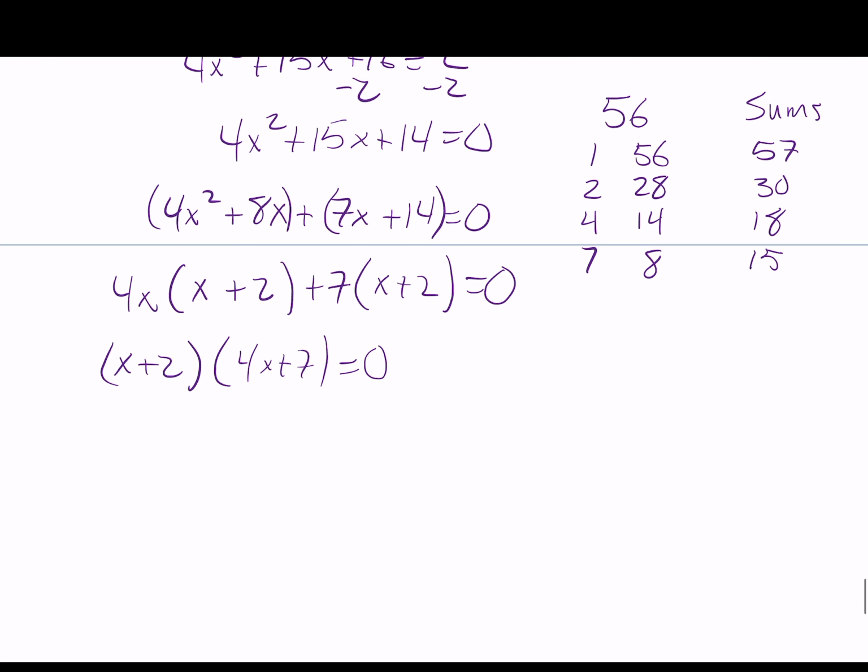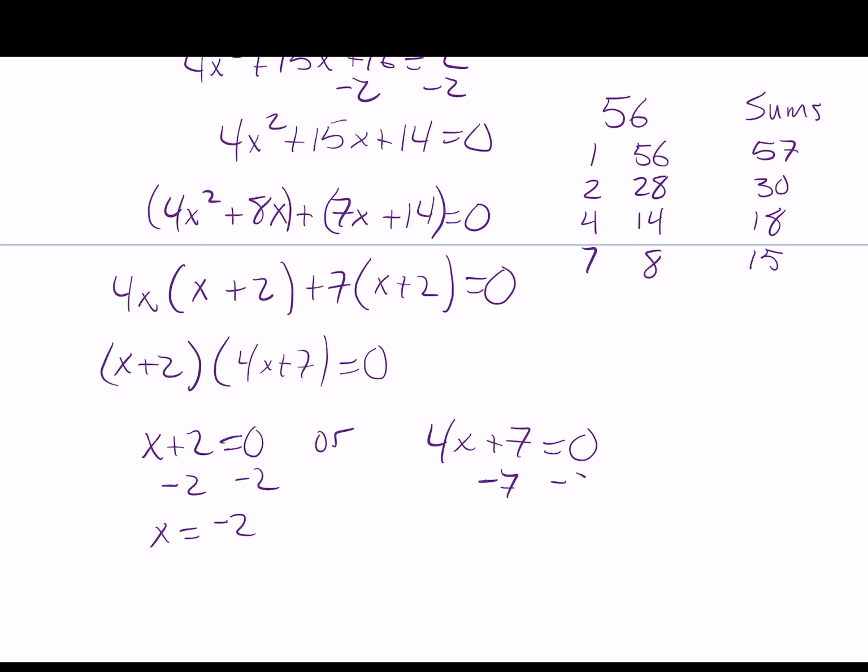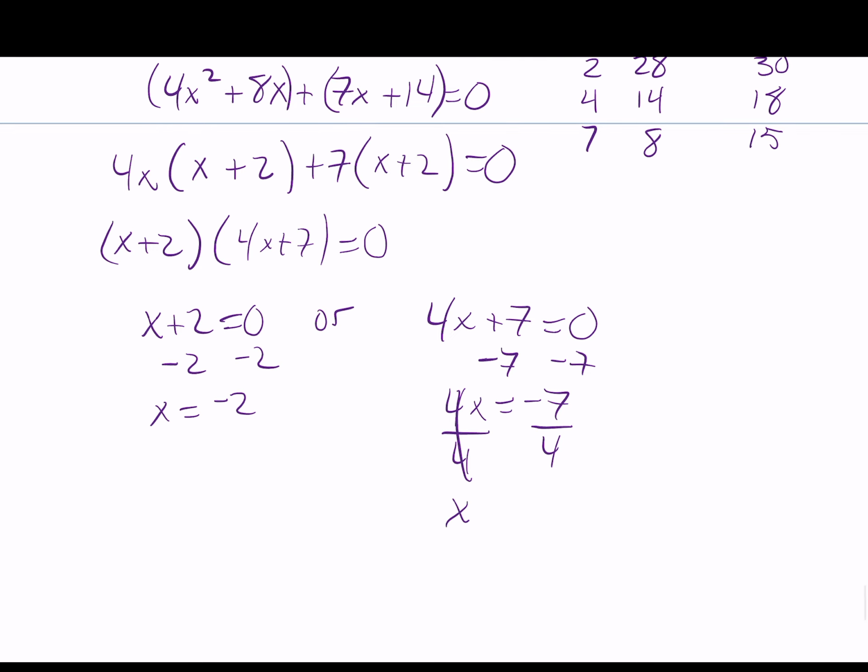Now we can set each of these factors to 0. x plus 2 is equal to 0, or 4x plus 7 is equal to 0. Well, if we subtract 2 from both sides, x equals negative 2. We'll talk about that in a second. And then we can subtract 7 from both sides, and we're left with 4x is equal to negative 7. Then we can divide both sides by 4, and we're left with x is equal to negative 7 over 4. So we have x is equal to negative 2, or x is equal to negative 7/4.